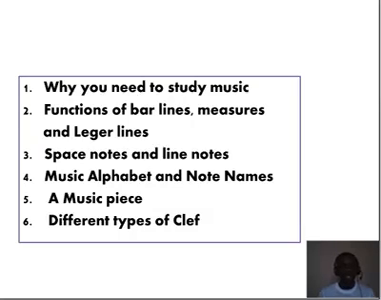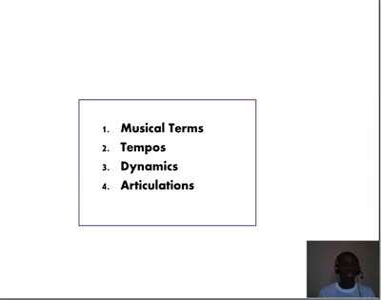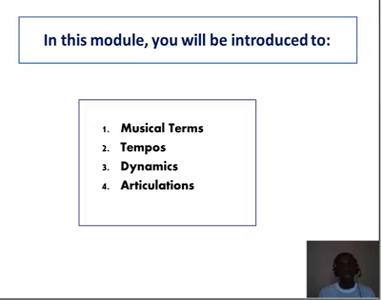In the previous module, you were introduced to why you need to study music, the functions of bar lines, measures, and ledger lines, space notes and line notes, the music alphabet, and note names. You were introduced to how you can familiarize yourself with a music piece and different types of clef. But in this module, you will be introduced to some basic things that will also help your music knowledge. You'll be introduced to music terms, tempos, dynamics, articulations.